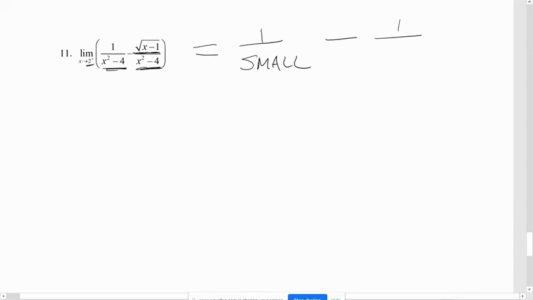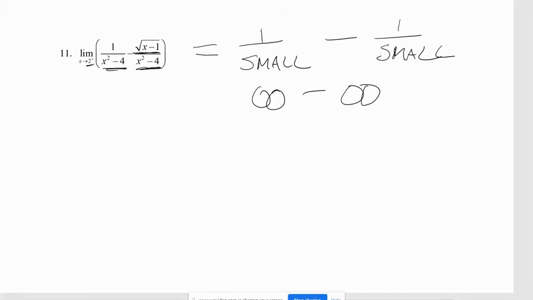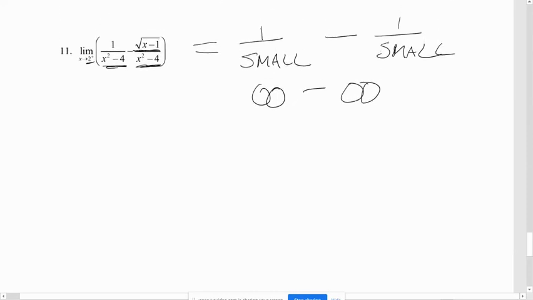And then on the bottom, it's going to be a really small number again. So this is 1 divided by a small number is infinity, and 1 divided by a small number is infinity. And so in this case, we have infinity minus infinity, which is indeterminate. I know, again, it seems like it should be 0, because anything minus itself is equal to 0, but weird things happen when you go towards infinity. So let's see if this is 0 or not.